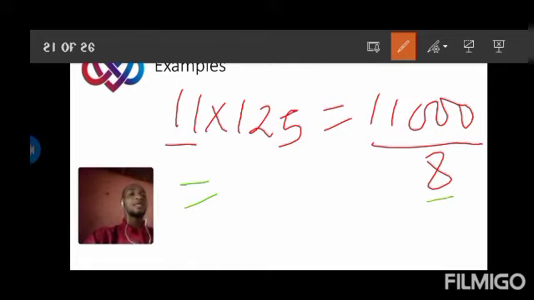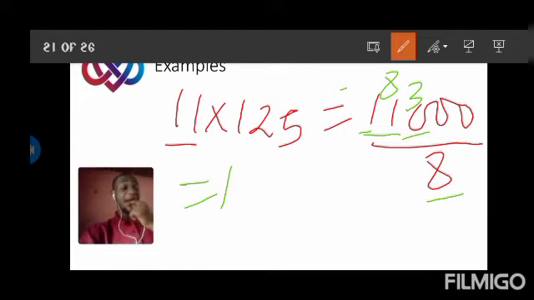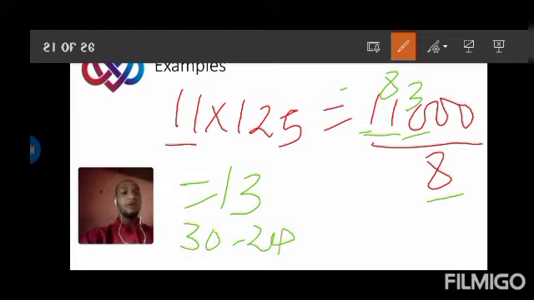Now let's go: 8 in 1, no, it cannot go. So 8 in 11 is 1. 1 times 8 is 8. So take away 8 from 11. 11 minus 8 is 3. So we pick it with 30. How many times can 8 go in 30? It's 3. 3 times 8 is 24. So it's going to be 30 minus 24.